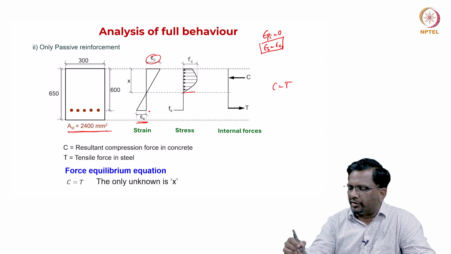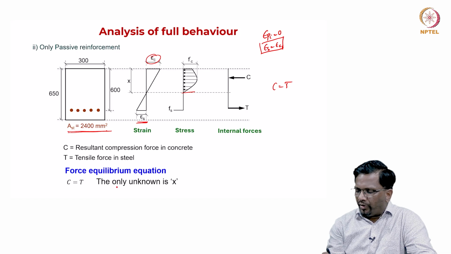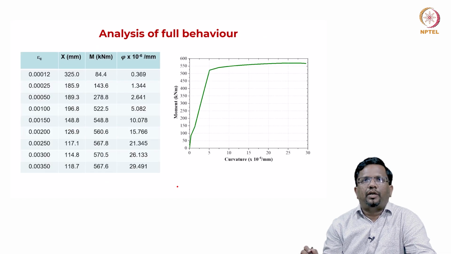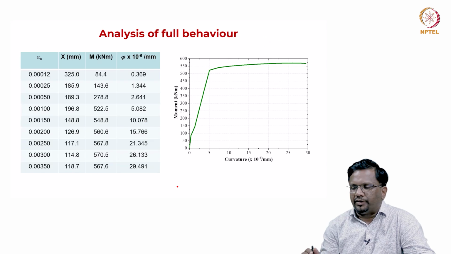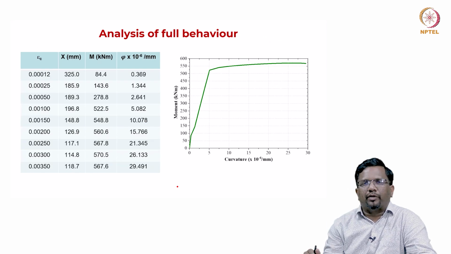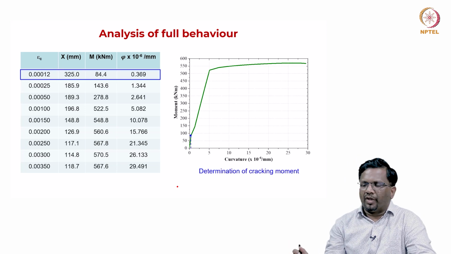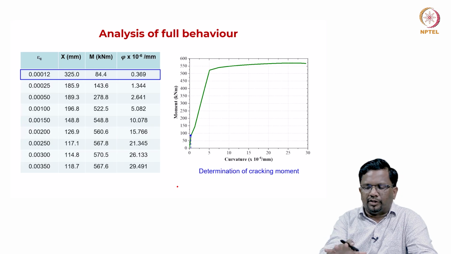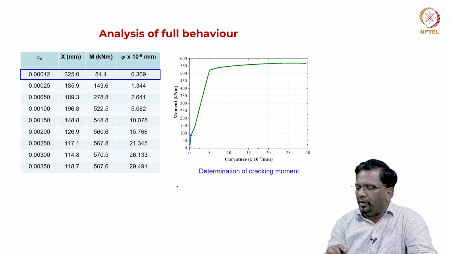I mean, when I say the strain at the level of steel, okay. So, the only unknown here is x, right. So, we can redo those exercises, and we can calculate different values of moment and curvature for different strains that we assume. So, one thing to note here, let us see, this is what we get, this is what finally we are trying to achieve. Now, let us see how we get that.